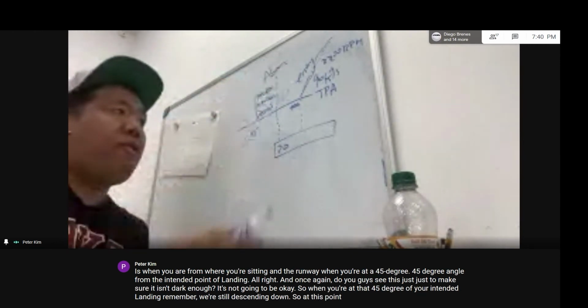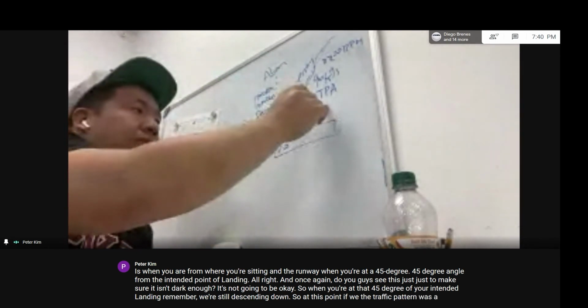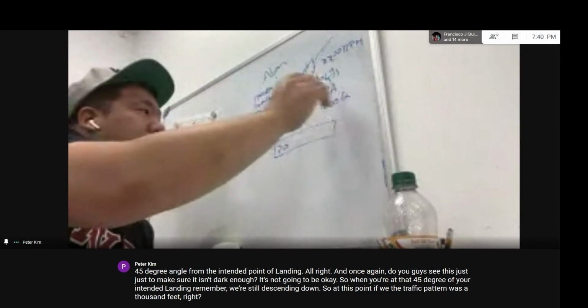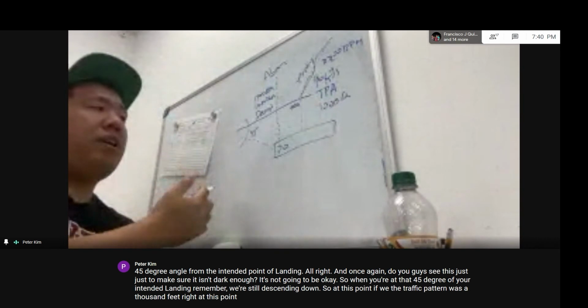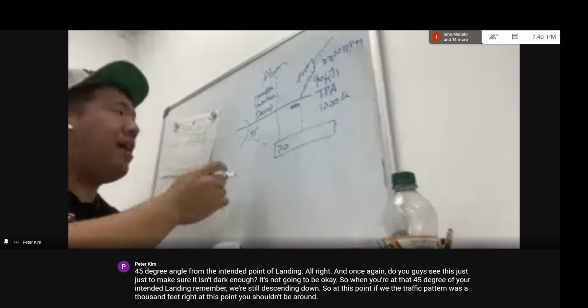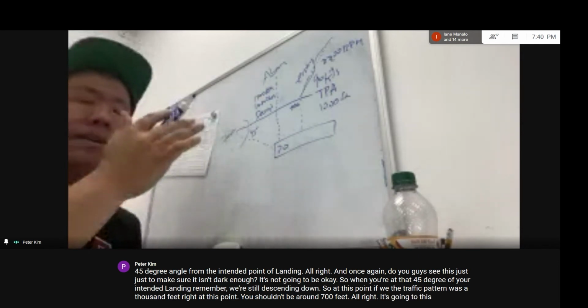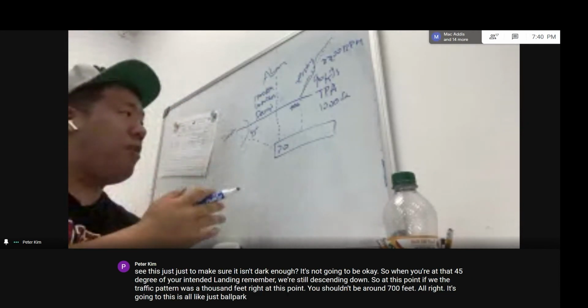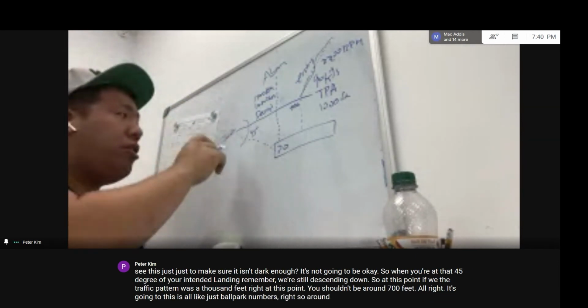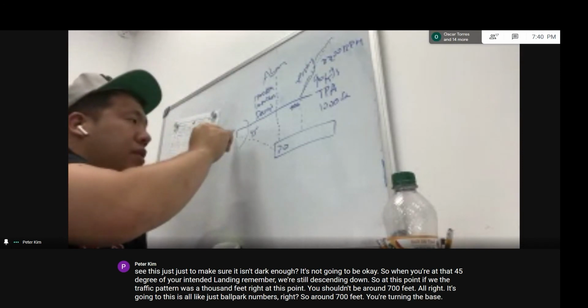So when you're at that 45 degree point of your intended landing, remember, we're still descending down. So at this point, if the traffic pattern was 1,000 feet, right? At this point, you should be around 700 feet. All right. This is all just ballpark numbers, right? So around 700 feet, you're turning base.